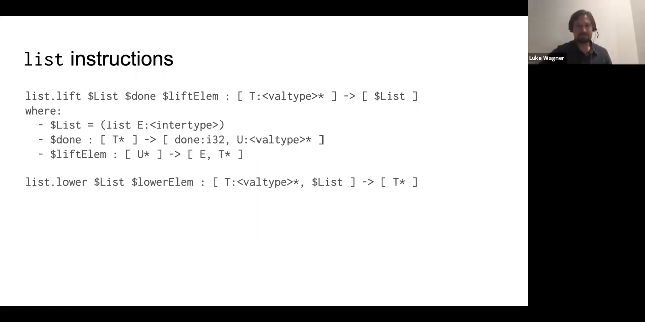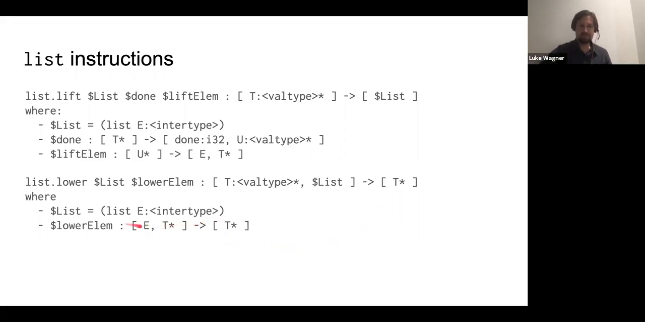When I lower, it's kind of the opposite. I say, okay, this is the list I'm lowering. Here's my lower function. I'm going to take in some arbitrary state of whatever I want, and I'm going to take in a list interface value, and I'm going to produce some arbitrary state. Again, we have this list of some element type. The lower element function takes one single element, and it takes the T star from the previous iteration or the beginning, and it produces some more T star, so it can do arbitrary computation to write this thing into memory somehow.